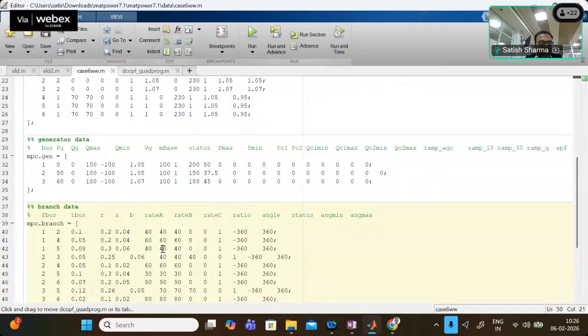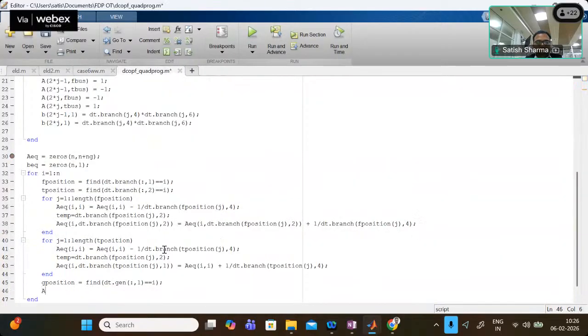We will get a certain value, and if there are multiple generators, we can apply another loop. Let's say k equals 1 to the length of g position. And in this loop, I will place an aeq at I comma and the position number, right?